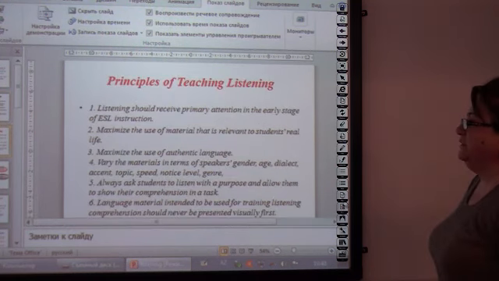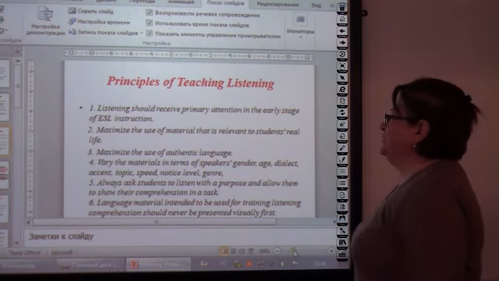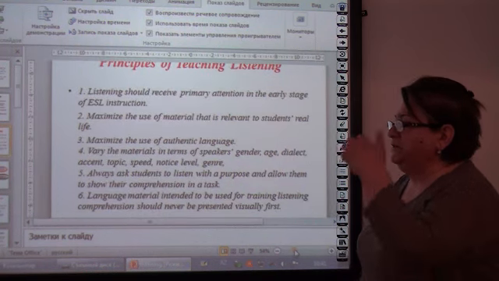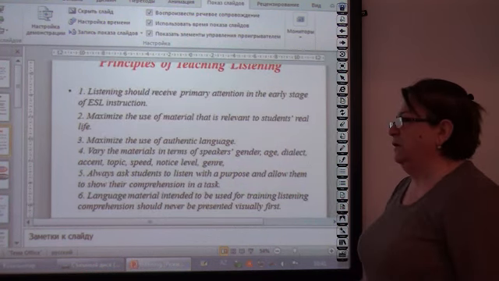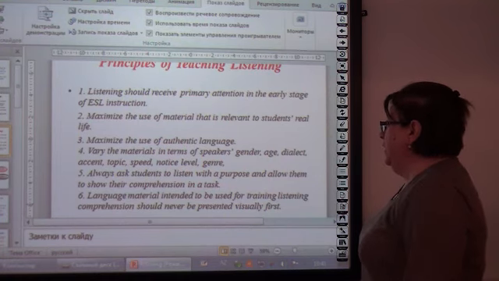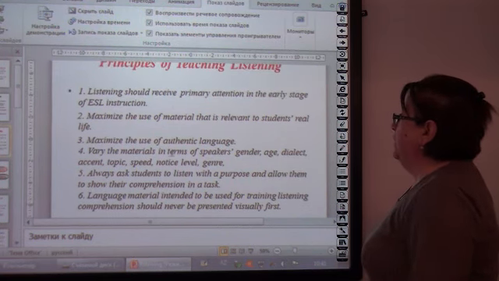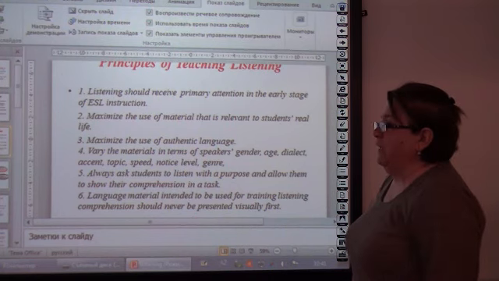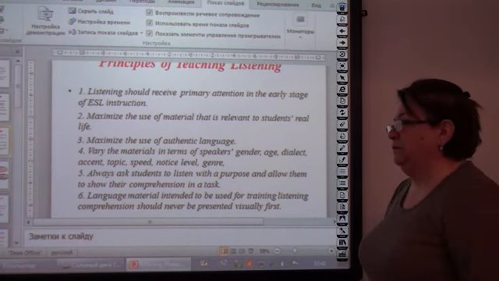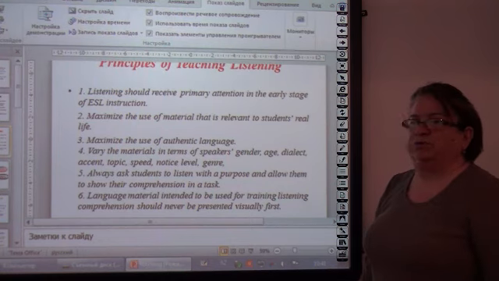Principles of teaching listening. There are many principles of teaching English. First of all, we should say that listening is the most important part of learning English. First, listening should receive primary attention in the early stage of instruction. Maximize the use of material that is relevant to students' real life. It means we should give the text or material at the level of the students.